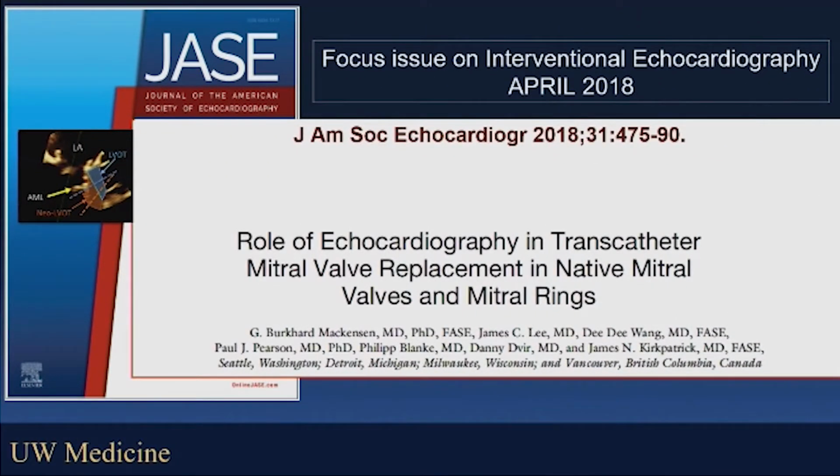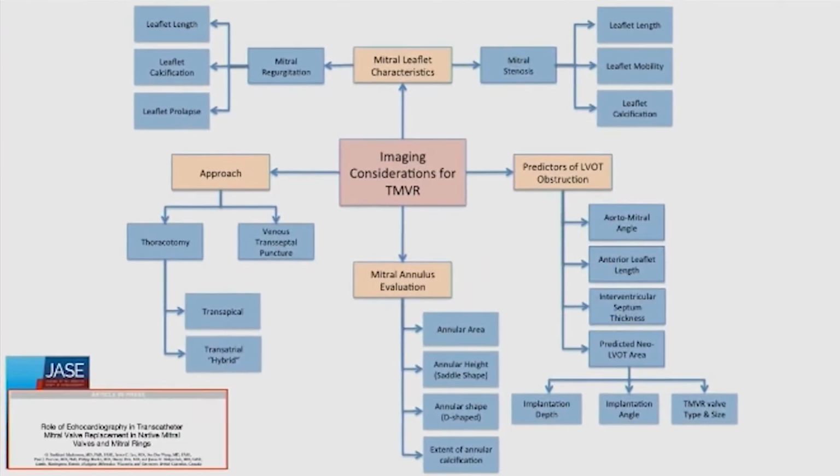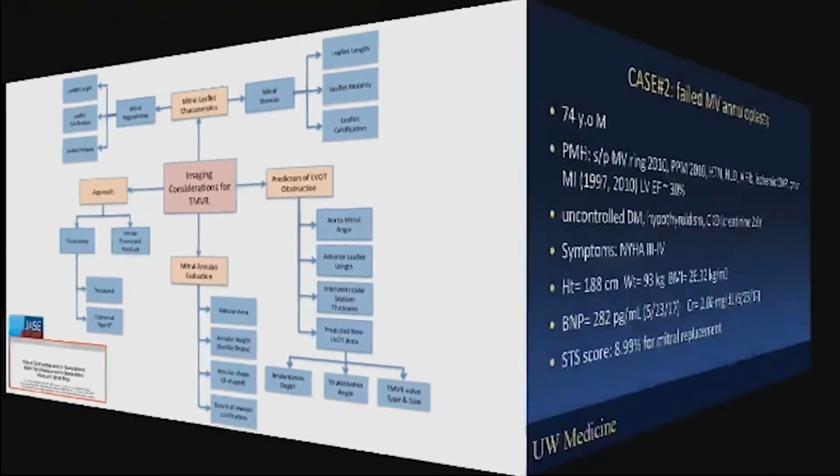I want to shift gear and go to this article, which also came out in April, where we actually used our opportunities to look at the mitral valve and ring work in native mitrals as well, and use echo to guide those procedures. I don't have time to go into detail. Suffice it to say that there's a number of aspects that we need to really thoroughly look at baseline, including the mitral valve leaflets, the annulus, the LVOT, and potential obstruction, as well as the approach.